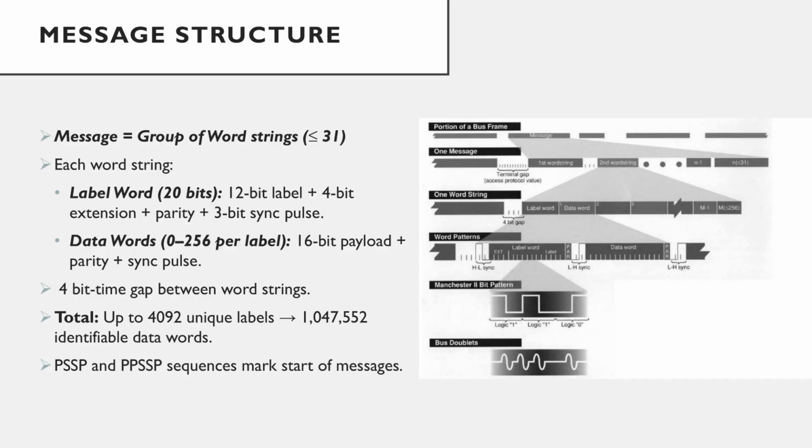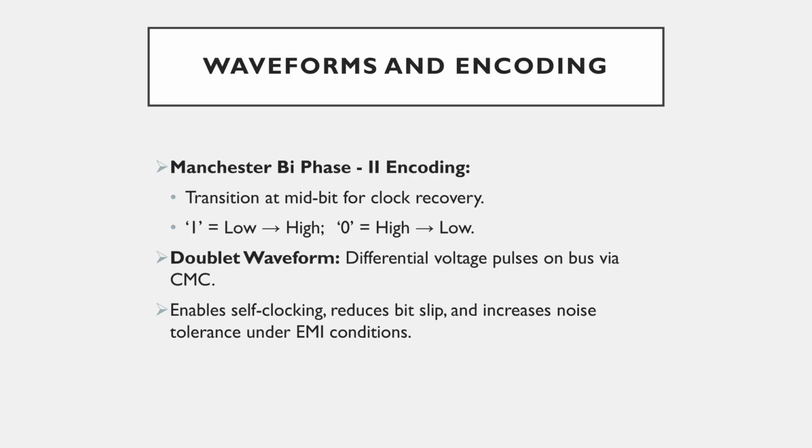PSSP and PPSSP sync patterns indicate the start of each message. Manchester 2 encoding uses a mid-bit transition to represent each bit and embed clock information. This greatly improves noise tolerance and synchronization. The bus uses differential doublets to reduce electromagnetic interference and maintain reliable communication in harsh aircraft environments.